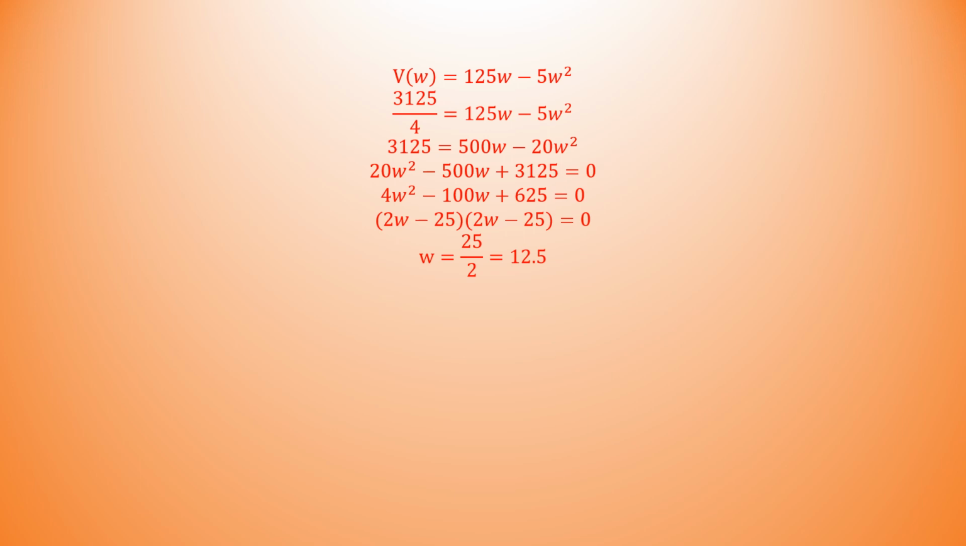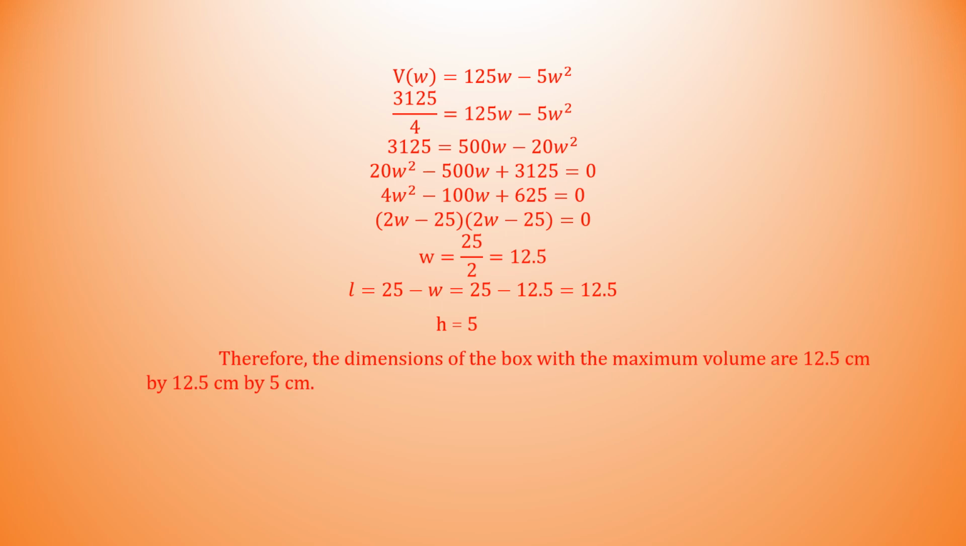So we have the width 12.5 centimeters. To find the length, we substitute the value of the width to 25 minus W. So we have 25 minus 12.5, so we have 12.5 centimeters. So our length measures 12.5 centimeters. Then we have our height 5 centimeters. Therefore, the dimensions of the box with the maximum volume are 12.5 centimeters by 12.5 centimeters by 5 centimeters.